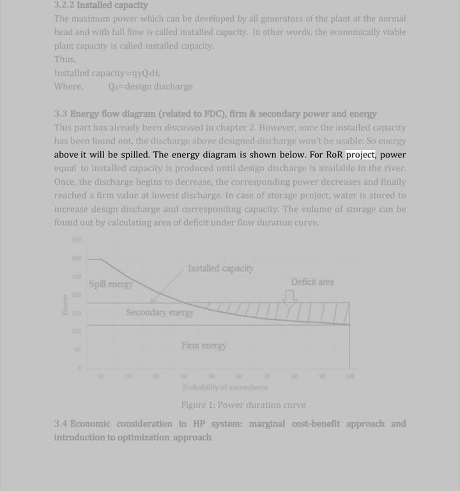For a ROR project, power equal to installed capacity is produced until design discharge is available in the river. Once the discharge begins to decrease, the corresponding power decreases and finally reaches a firm value at lowest discharge. In case of a storage project, water is stored to increase design discharge and corresponding capacity. The volume of storage can be found out by calculating the area of deficit under the flow duration curve. Figure 1, Power duration curve.